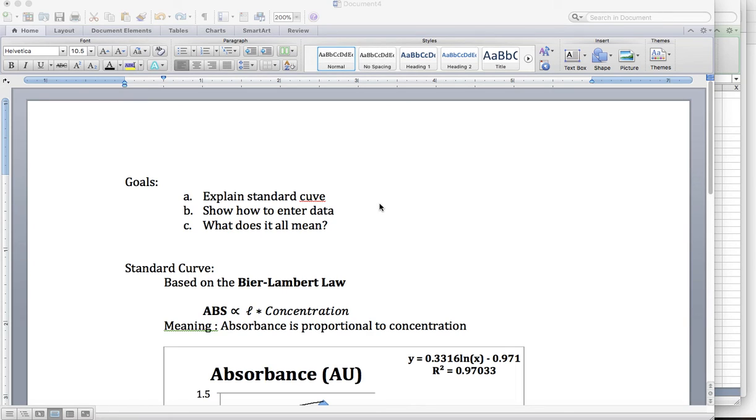I want to do a few things. I want to explain the standard curve, show how to enter data in the spreadsheet, and what it all means, and how you should analyze your data and what needs to be included in the graph.